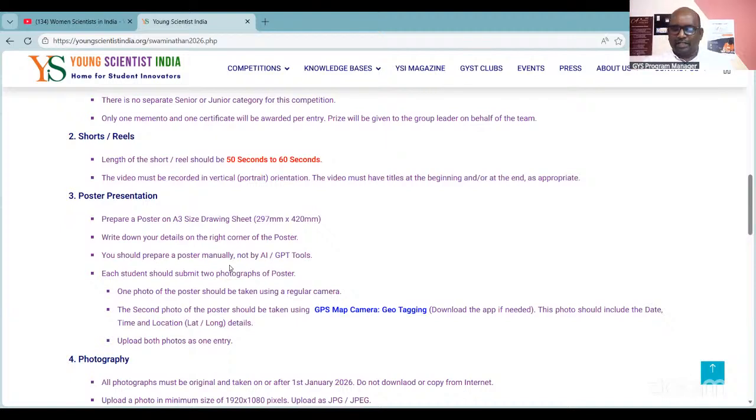So take the drawing sheet and draw the concept, and you have to write your details: your name, school name, class, phone number, email ID, in any corner of the drawing sheet. Okay, but remember, you should not prepare these sheets by AI or Chat GPT tool. That is not acceptable. So you have to draw, right?